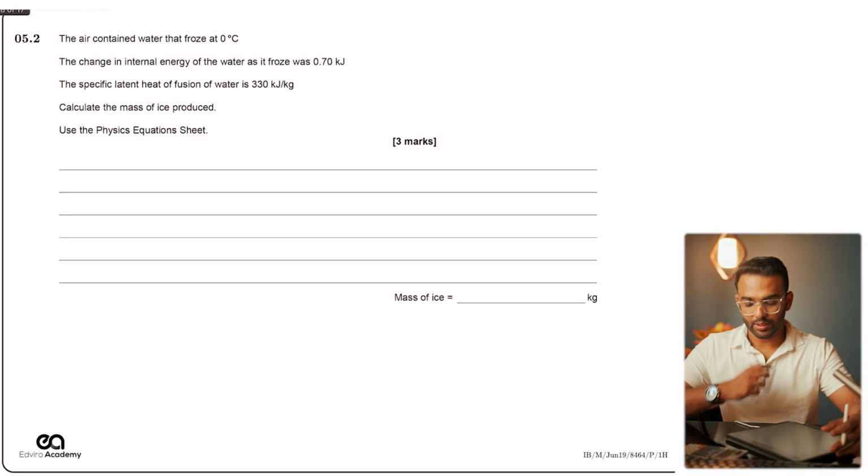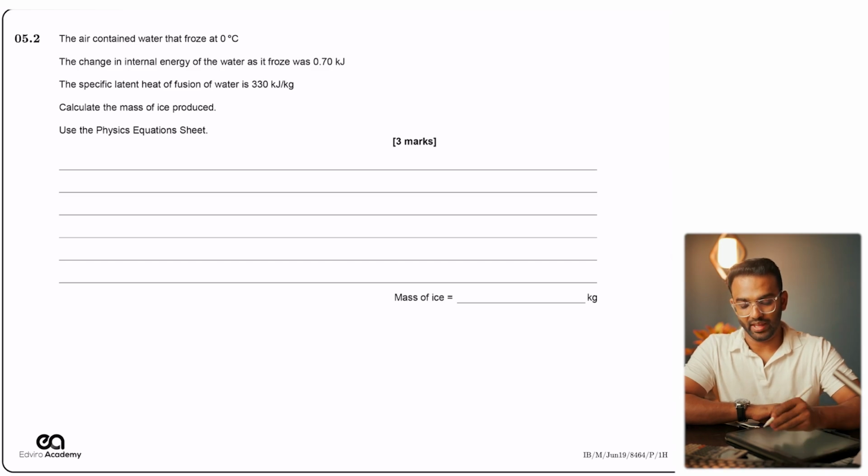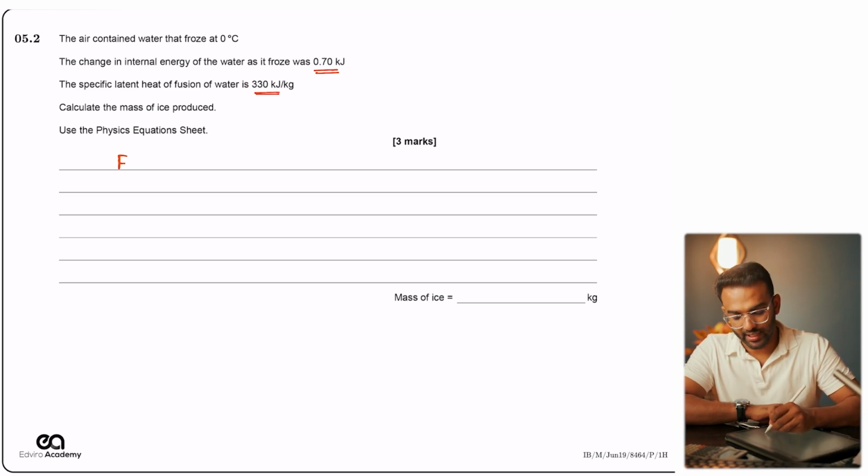So moving to the next part of the question, the air contained water that froze at 0 degrees. The change in internal energy of the water as it froze was given, and the specific latent heat of fusion of water is given here. Calculate the mass. So this is quite easy. E equals ml. The energy is given. Energy is 0.70 kilo, so that is 10 to the power of 3. And mass, I don't know.